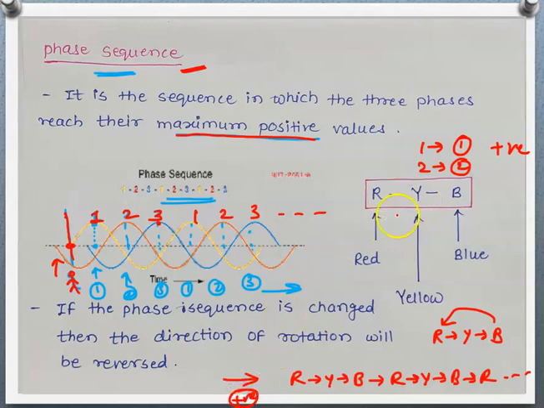Suppose instead of Y at the second position, we get B, the phase sequence will be R, B, Y, R, B, Y. This is called a negative phase sequence. We use the positive phase sequence. Okay, and what is the importance of this phase sequence? This phase sequence determines the direction of rotation of a motor. Suppose we are supplying a three-phase induction motor. In that case, if the phase sequence is changed, the direction of rotation of the motor will change.